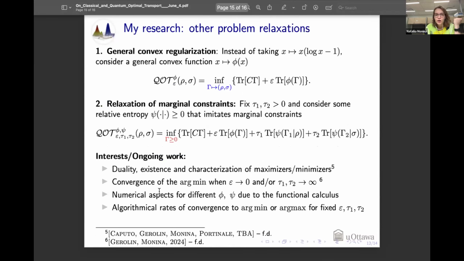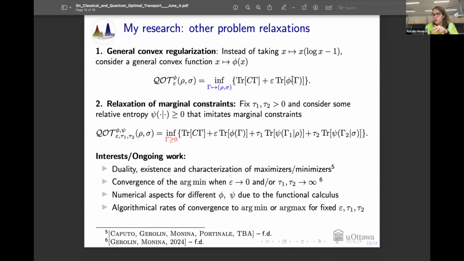And here is something that I want to mention. The last thing is what my research is about. So instead of taking some entropy that has the form like x log x minus 1, we can consider a general convex function. So you take a convex function, you lift it to the operator case, so that you're using the functional calculus, and you consider the problem that has an epsilon term times this convex entropy. And what is nice is that we already proved with my collaborators that yes, the minimizer of this exists, and also the minimizer of this problem will converge to the minimizers of the problem before.